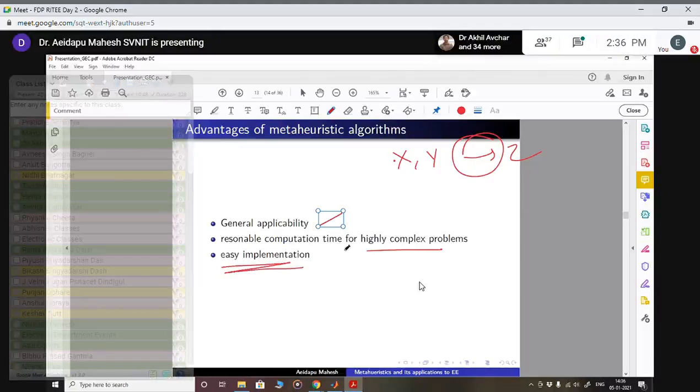And another advantage is that these are very easy to implement. There is no difficulty. There are several papers and several programs available on the internet. You can modify them to your requirements and apply them to your problems.